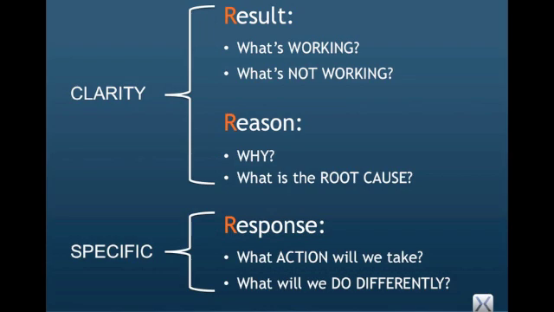So here's basically the 3-step process. You get the result out, what's working, what's not, identify 1, perhaps 2 things, drill right down, find out what the root cause is, and then come up with some very specific actions, things that you might do differently. In the first 2 steps, you need to get absolute clarity, as clear as you can possibly be on what's working and what's not, and the reason for it.